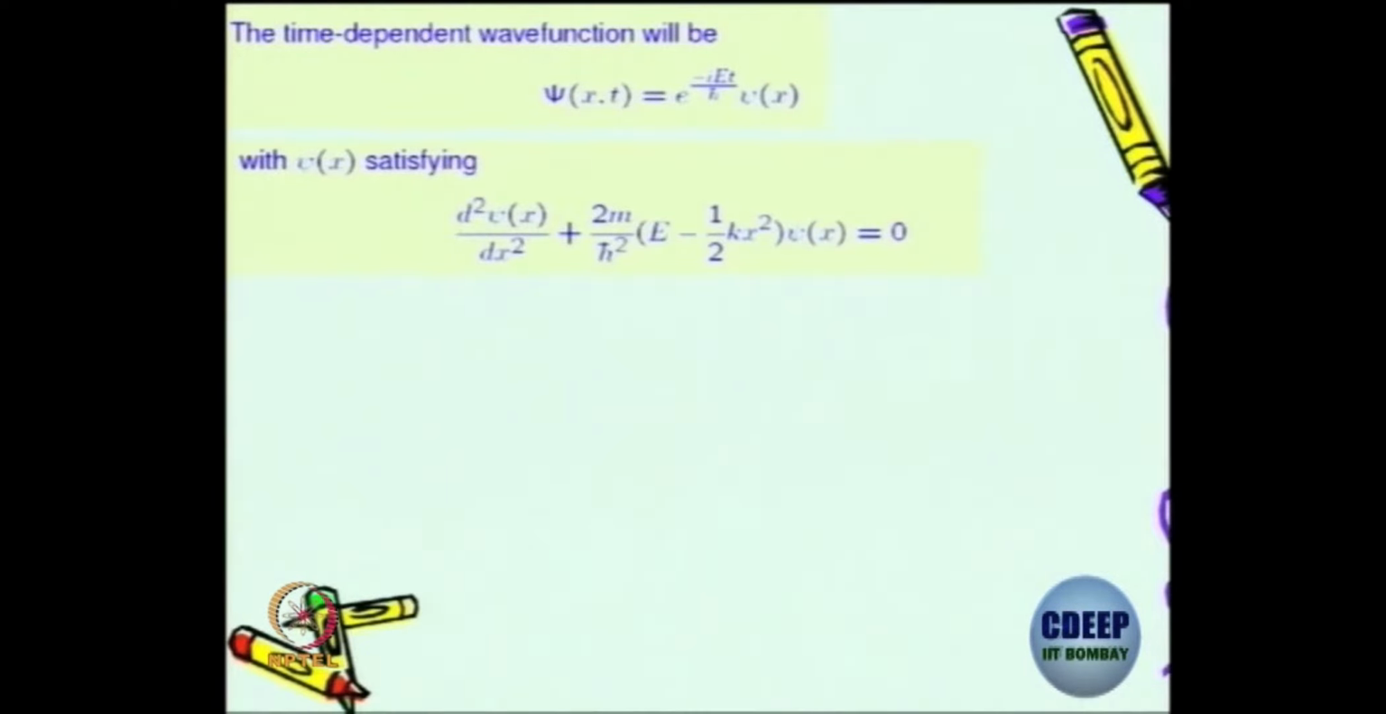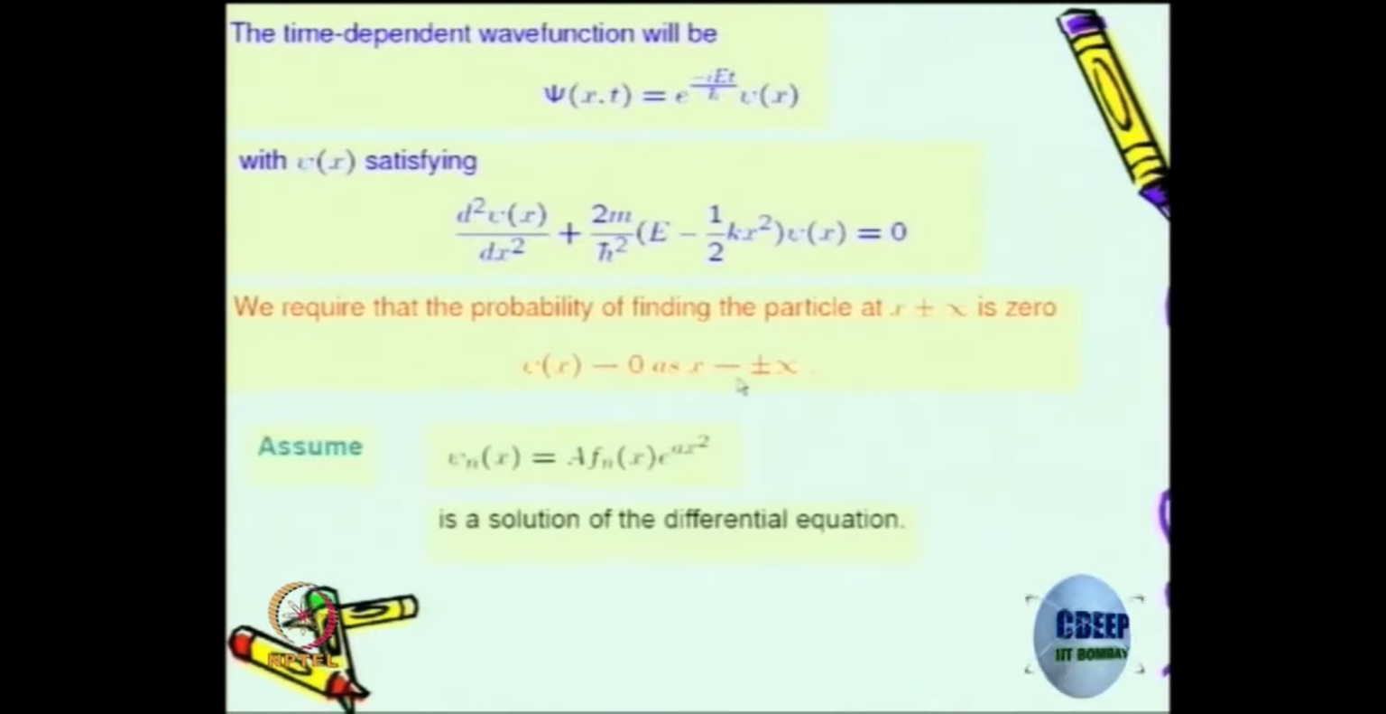So how do we go about it? We try to substitute in the time independent Schrodinger equation, and we also impose that the wave function vanish as we go to the boundary, which is plus or minus infinity. Is that right? So we could formally assume a solution having some function of x, f_n(x), multiplying e to the power of minus a x squared. This is just a formal solution. You can call it a trial solution. You can try and find out whether it fits into the equation.